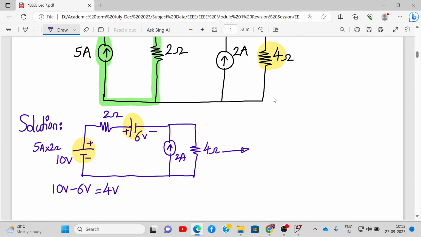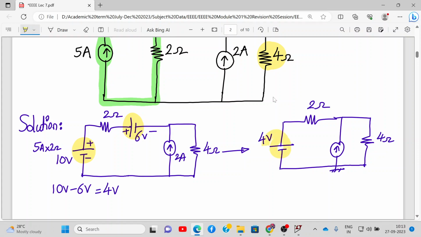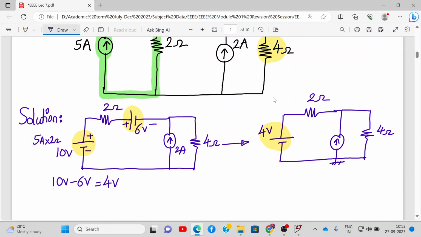Let me redraw the circuit. We have added the two voltage sources in series. So we have the following. We have 4 volt, then we have 2 ohm resistance, then we have 2 ampere current source, and then in parallel we have a resistance of 4 ohm. This is ground actually. So this gets converted into a 4 volt voltage source. We have added the voltage sources over here, but the polarity of the 6 volt voltage source was negative, so that's why it is 10 minus 6 volt. That will be 4 volt.